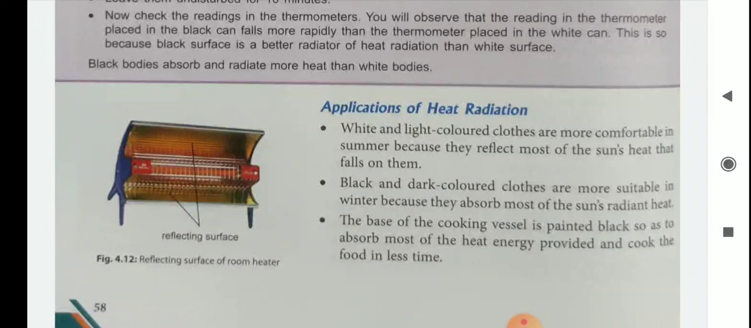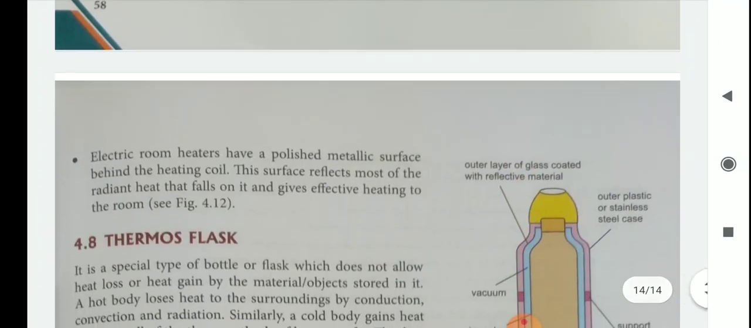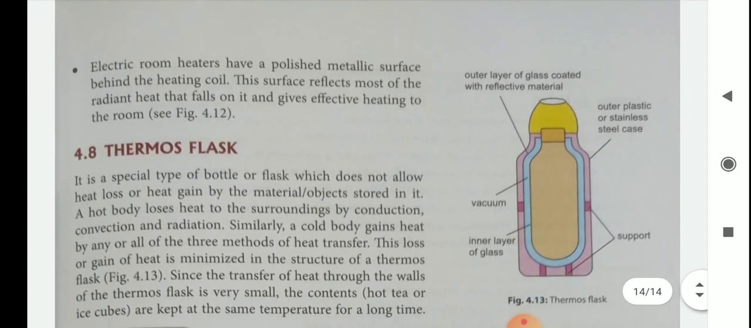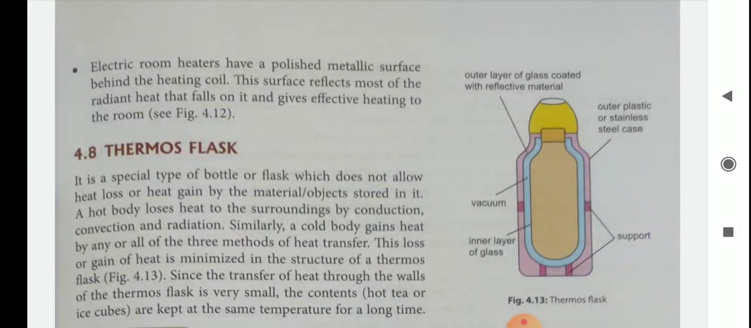White and light colored clothes are more comfortable in summer because they reflect most of the sun's heat that falls on them. Black and dark colored clothes are more suitable in winter because they absorb most of the sun's radiant heat. The base of the cooking vessels is painted black so as to absorb most of the heat energy provided and cook the food in less time. Electric room heaters have a polished metallic surface behind the heating coil. This surface reflects most of the radiant heat that falls on it and gives effective heating to the room.